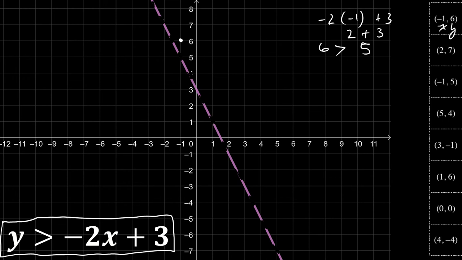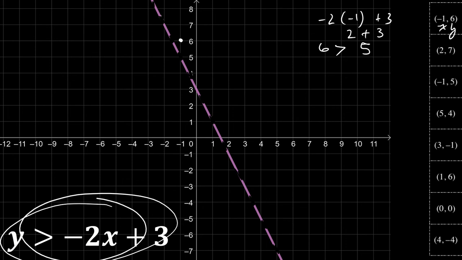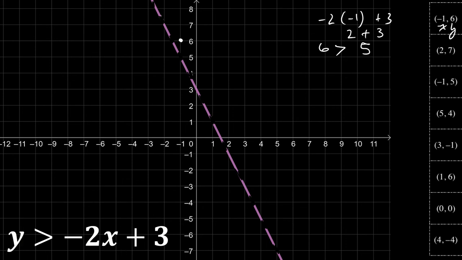So my statement becomes, if I'm focusing on this inequality, I get 6 is greater than 5 when I plug in this point. Well, that's clearly true. So this point is legitimately a point on the graph.